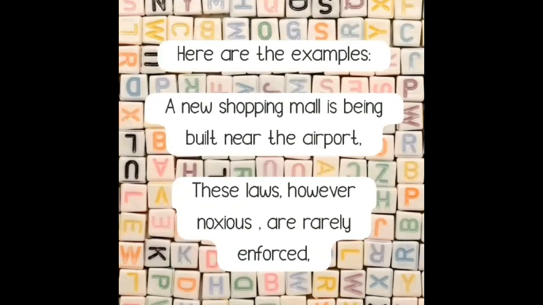Here are the examples. A new shopping mall is being built near the airport. These laws, however, are rarely enforced. In the first sentence, the agent is likely to be a real estate developer. In the second sentence, police authorities. In each case, the exact identity of the particular agent is either known or irrelevant to the situation represented by the sentence.